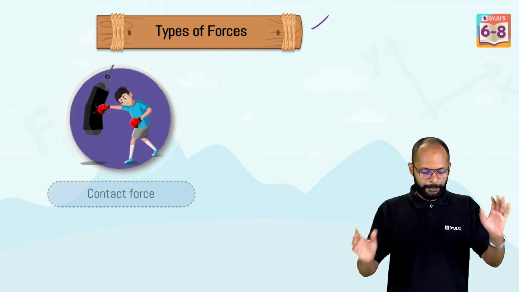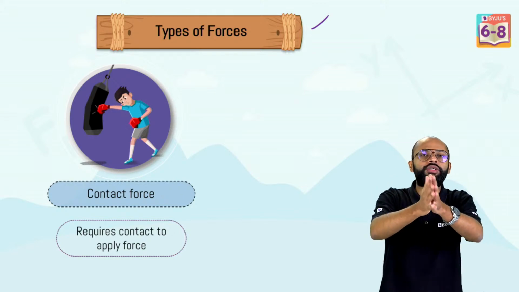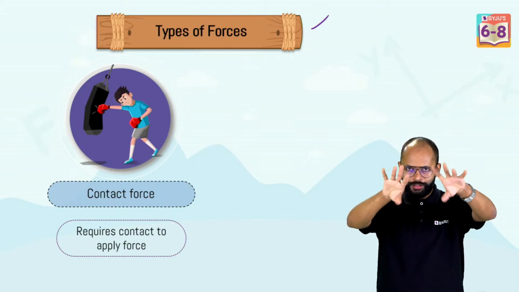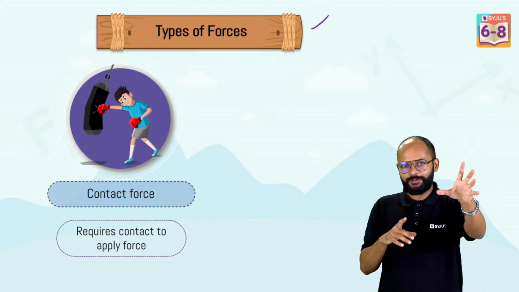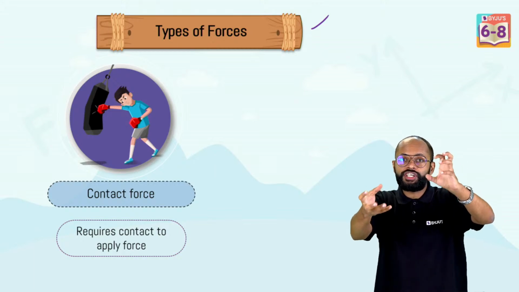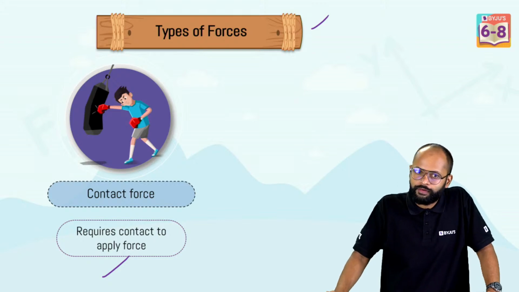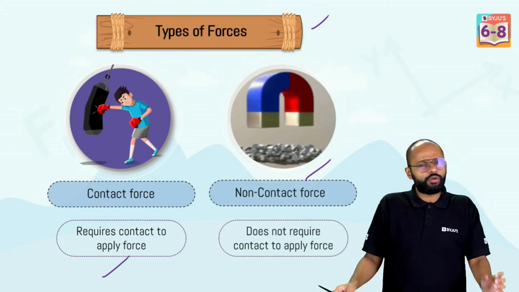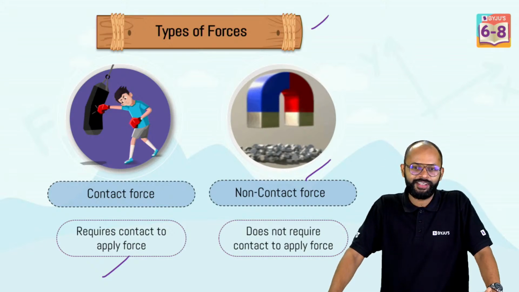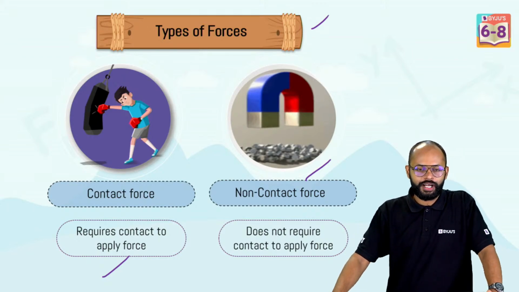So types of forces. Let's differentiate them based on, first of all, what kind of interaction do you need? Jokes apart, we have to learn also, right? So in types of forces, we just talked about interaction. What kind of interaction is required? Means we can differentiate into two types. First is contact. Contact requires contact to apply force. Second is non-contact, means you don't require contact, but still you can apply force.